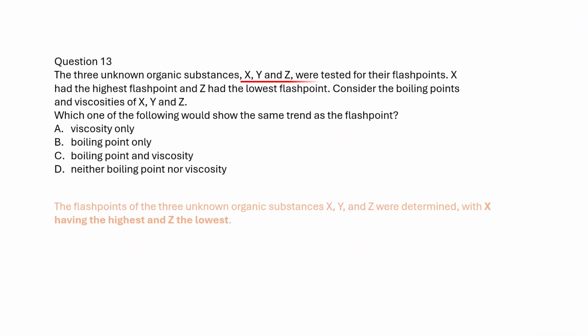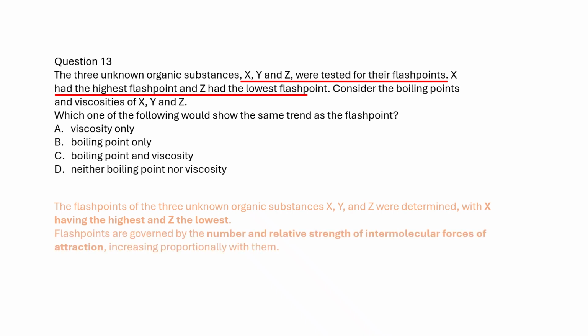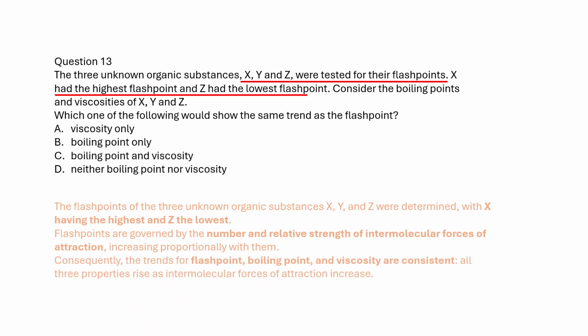The flashpoints of the three unknown organic substances, X, Y, and Z, were determined, with X having the highest and Z having the lowest. Flashpoints are governed by the number and relative strength of intermolecular forces of attraction, increasing proportionally with them. Consequently, the trends for flashpoint, boiling point, and viscosity are consistent. All three properties rise as intermolecular forces of attraction increase.